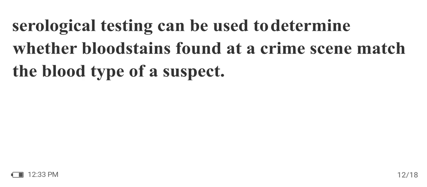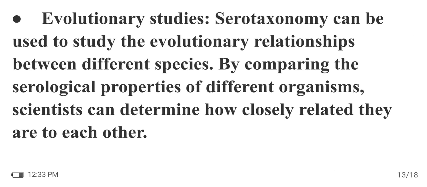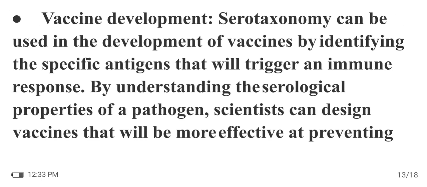For example, serological testing can be used to determine whether blood stains found at a crime scene match the blood type of a suspect. Evolutionary studies: taxonomy can be used to study the evolutionary relationships between different species. By comparing the serological properties of different organisms, scientists can determine how closely related they are to each other. Then vaccine development. Serotaxonomy can be used in the development of vaccines by identifying the specific antigens that will trigger an immune response.